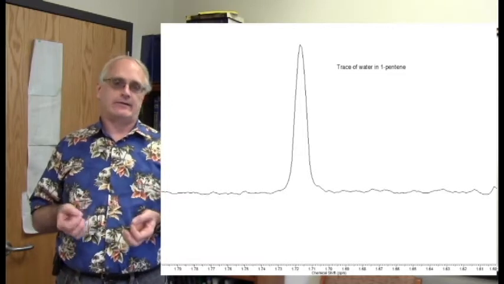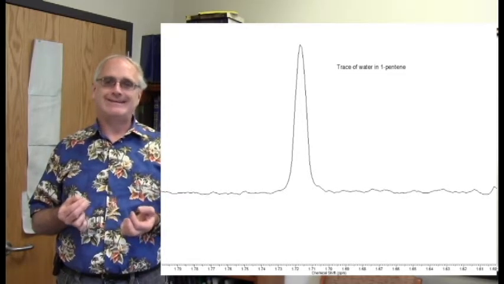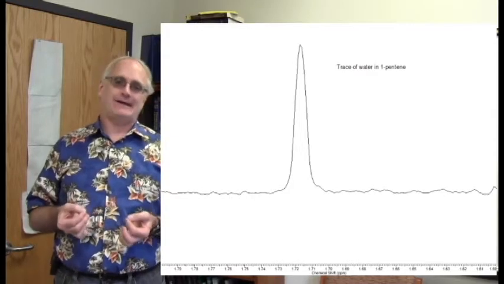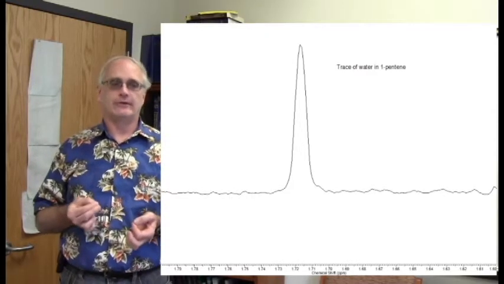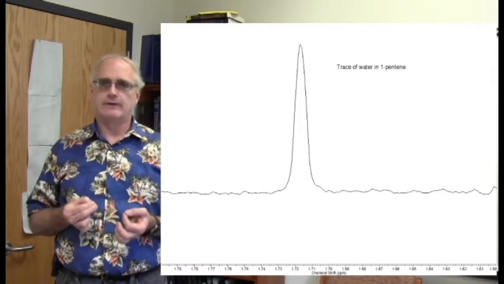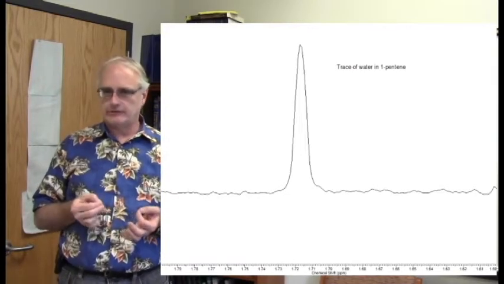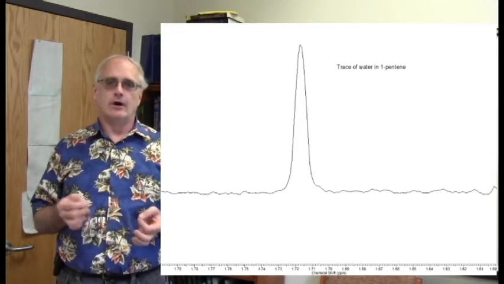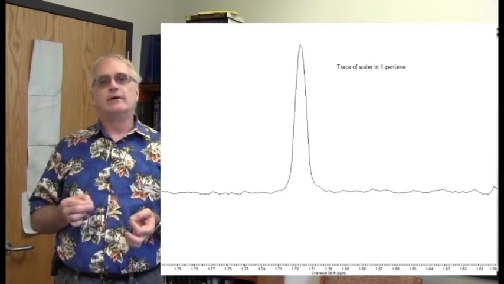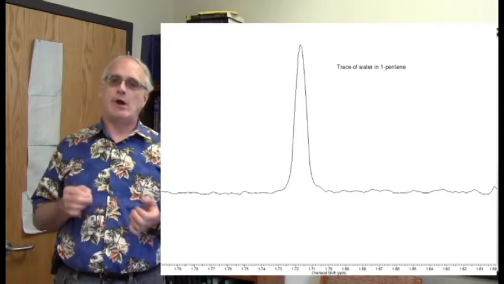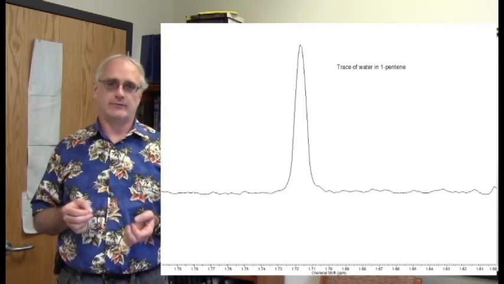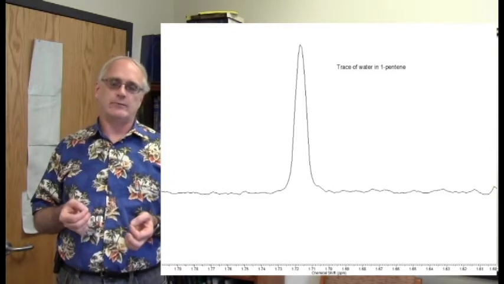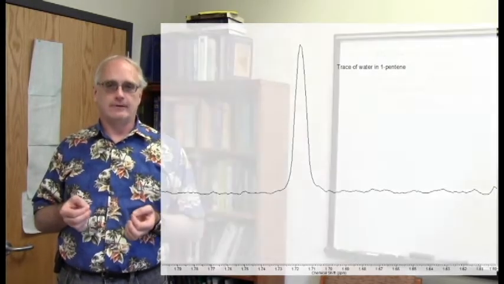Okay? This pentene sample seems to be slightly wet. And in fact, this broad little peak around 1.6 is quite common in a lot of different samples. It's usually small enough that we ignore it. It's not something we get all excited about when we see it. But it is an example of a trace contaminant showing up in the baseline of our spectrum. But it is interesting. Water, there it is at 1.6 ppm, quite a ways upfield.